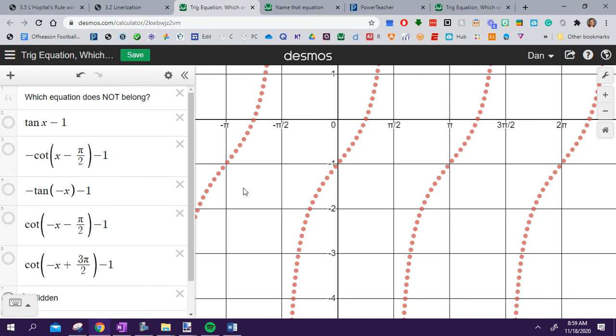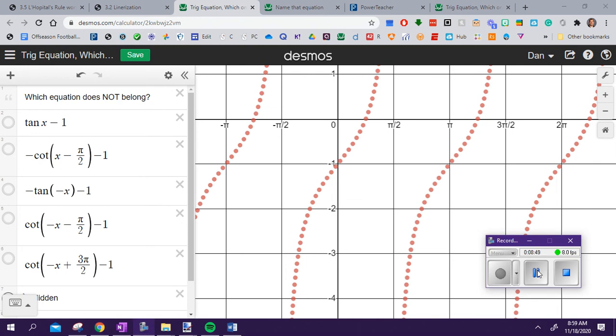Here we go. Same idea. This time we're working with a tangent cotangent graph. Figure out which one of those does not work. Here we go. Which one of these does not belong? So let's find which ones do belong. Kate, what do you think? Which one are you confident in? The first one. We got a tangent x. The minus 1 takes us down.